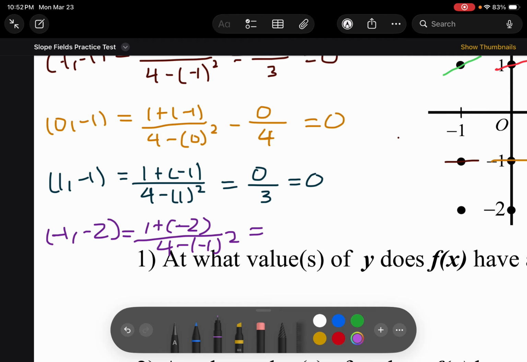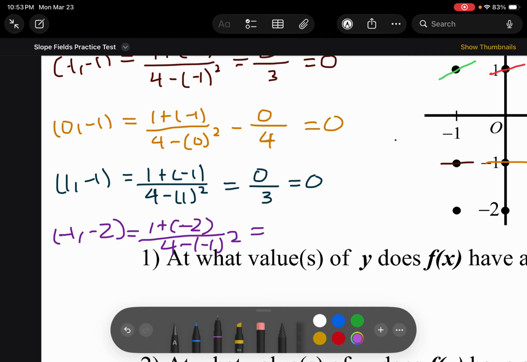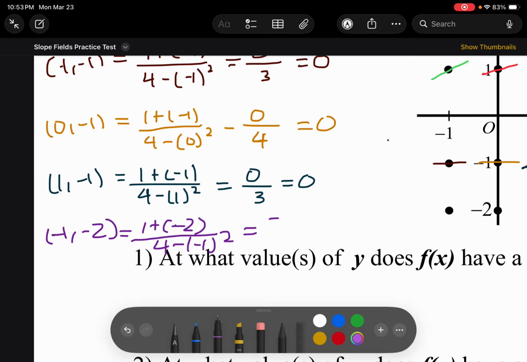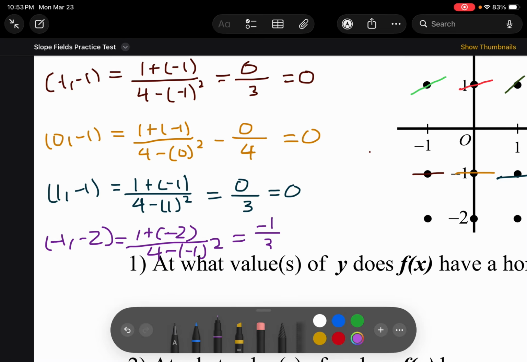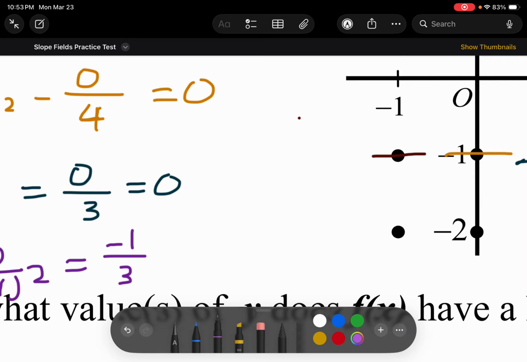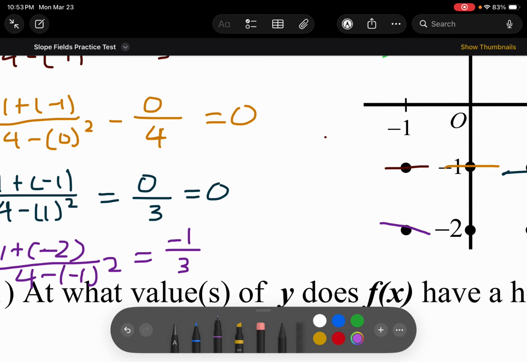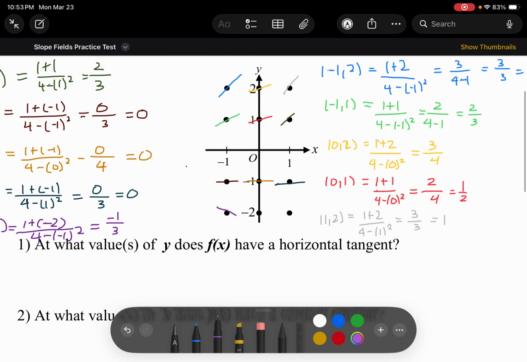Plus -2 just gives us -1 over 4 minus -1 squared, which is just 4 minus 1, so it's just -1/3. Your slope should look something like a narrow. I don't like that. It's not supposed to be curvy. There you go.